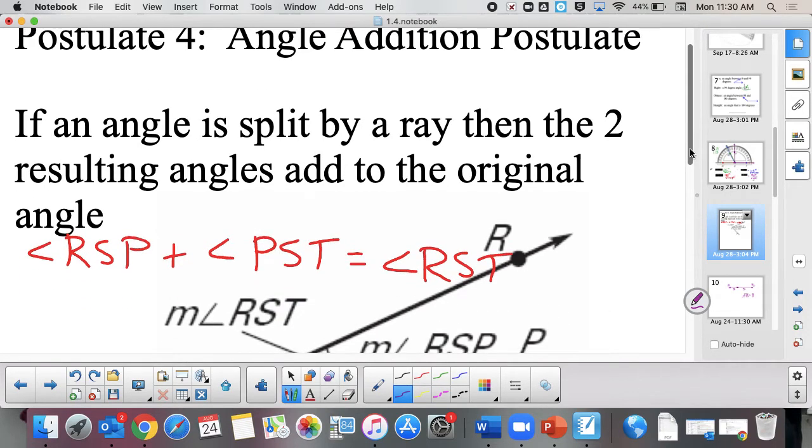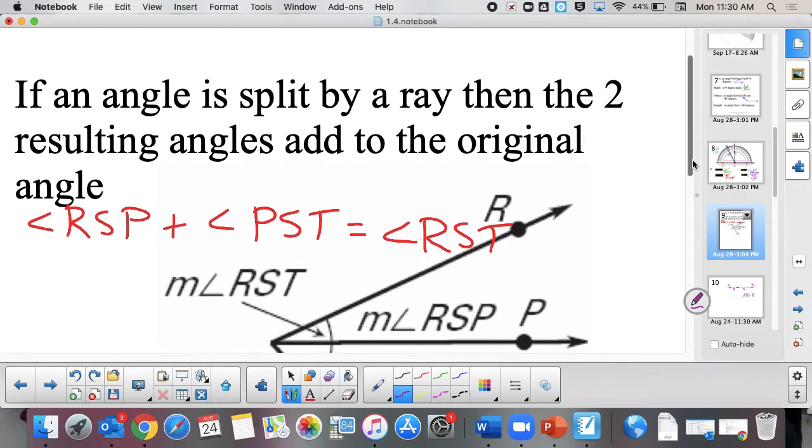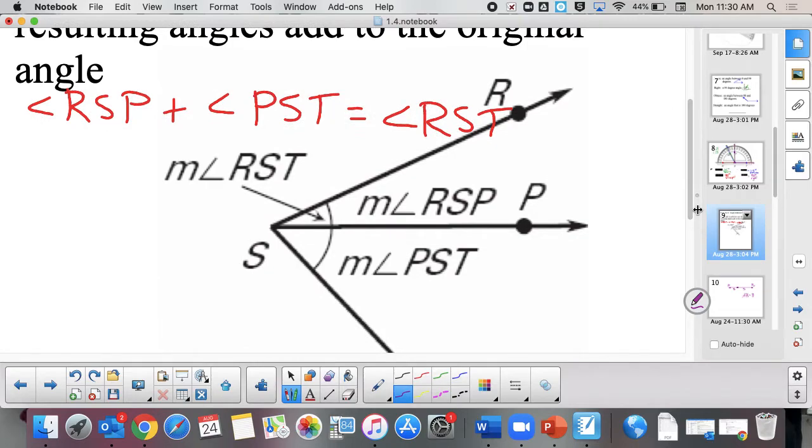If an angle is split by a ray, then the two resulting angles add to the original angle, meaning that this top angle here plus my bottom angle here, when you add them together, you get the big angle that was there.